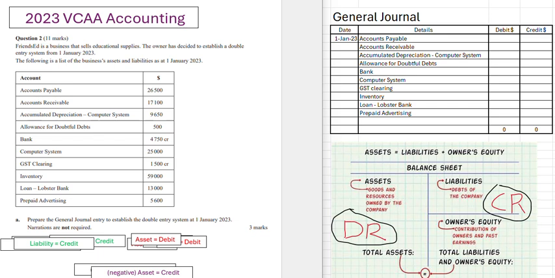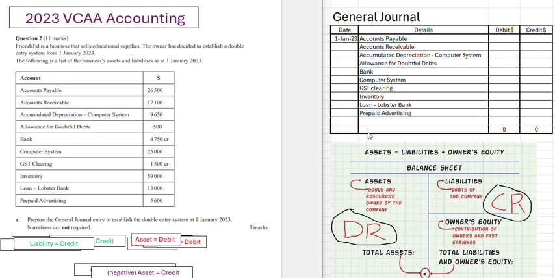And before we enter items for an existing business into the general ledger, we need to process them via a general journal entry. Therefore, I've pulled this question from the 2023 VCAA exam. We've been asked to prepare a GJ entry to establish double entry. So what I've done is I've created a spreadsheet where I've simply copied all of these items, and we're going to go through whether to put them on the debit or the credit side.